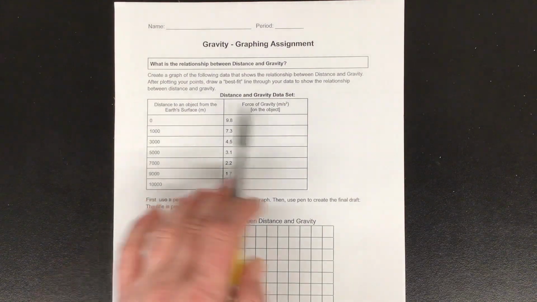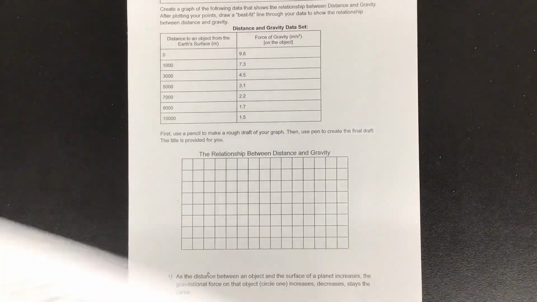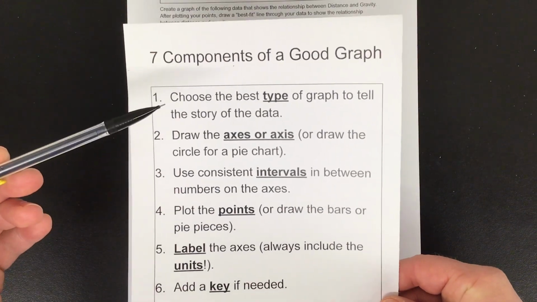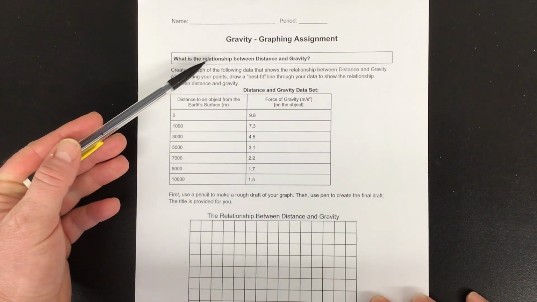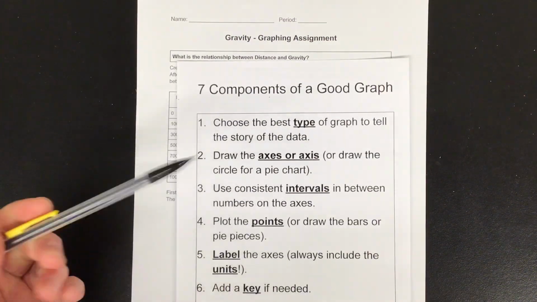I provided the data for you here and a space for you to create the graph down here. Okay, so when you're making these graphs, make sure you go through the 7 components of a good graph. The first thing we need to do is choose the best type of graph to tell the story of the data. Since we are looking at relationships, we're going to choose a scatter plot. The next thing we need to do is draw the axes.